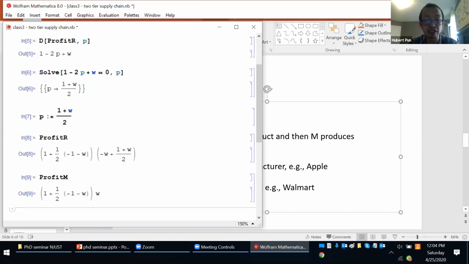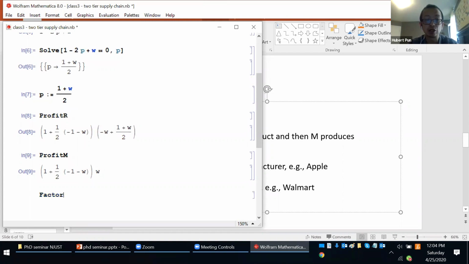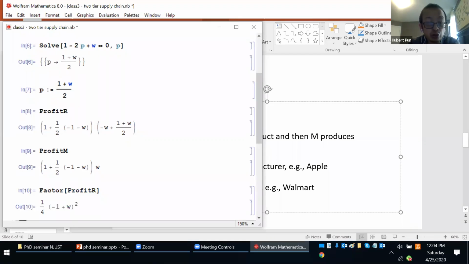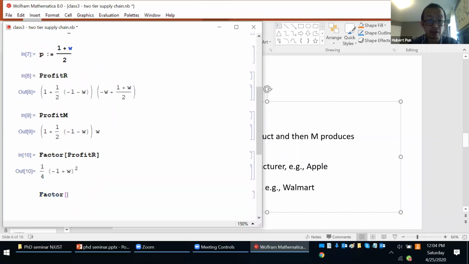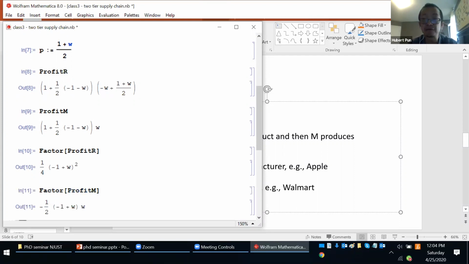To simplify it, there is a command called factor. So the factor command would help you to factor this function so that it looks a little bit nicer. If I do factor profit R, it gives a function 1/4 multiplied by (1 minus W) squared. Same thing for profit M. Then I have this value.